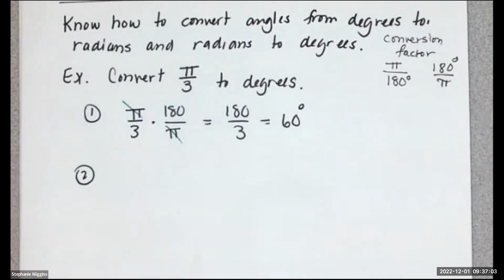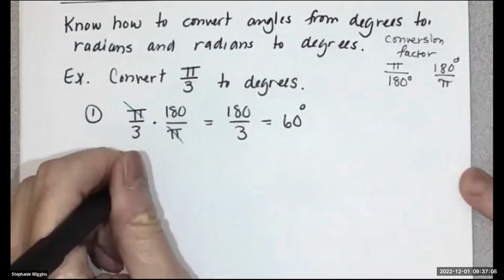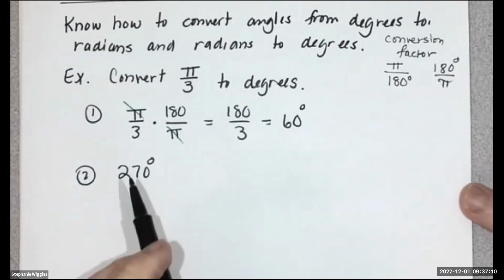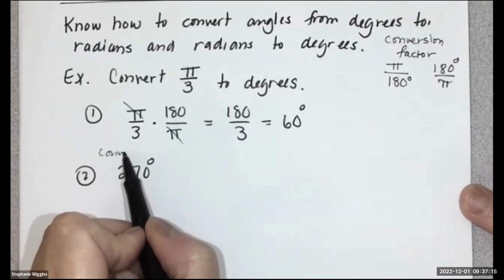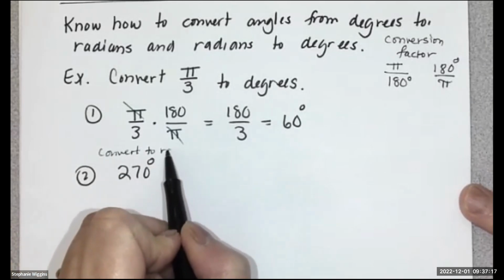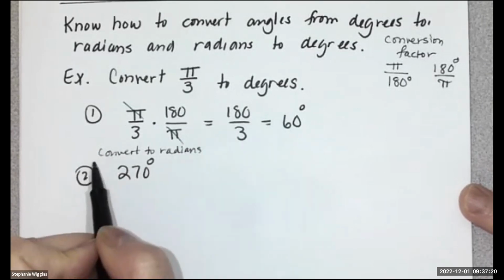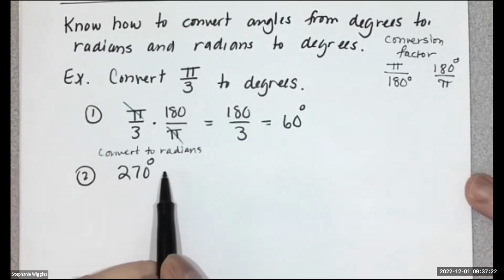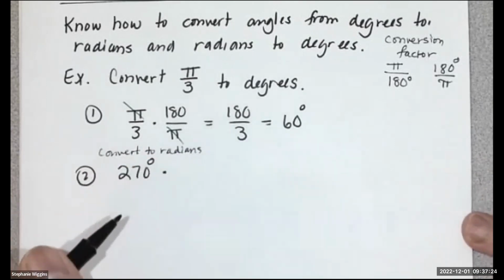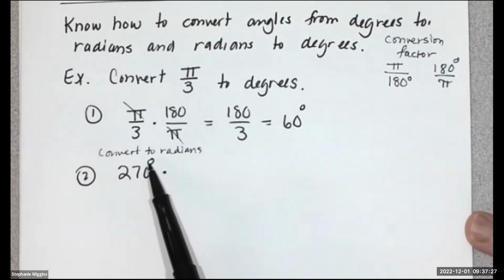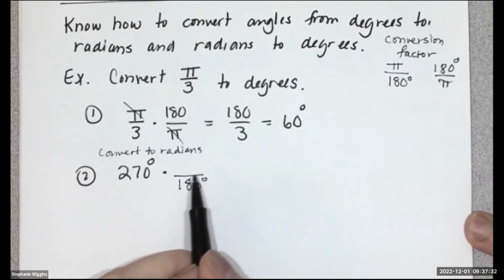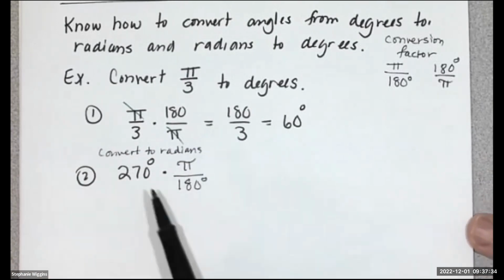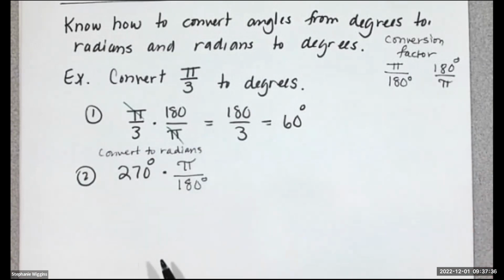Okay. Now you should also be able to go the other way. So let's say you're given an angle like 270 degrees and you want to convert it to radians. So if you're doing that, you're going to multiply by, this time you're getting rid of the degrees, so you want the degrees to be in the denominator. You're dividing out by the degrees and multiplying by your pi. You're introducing that pi.